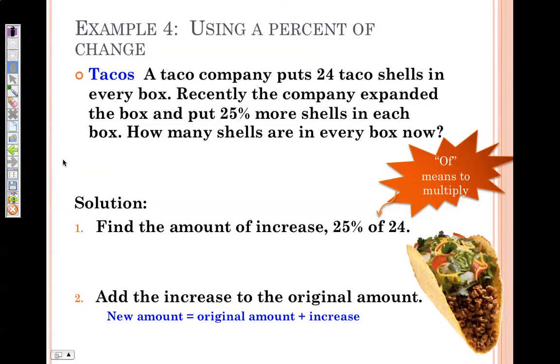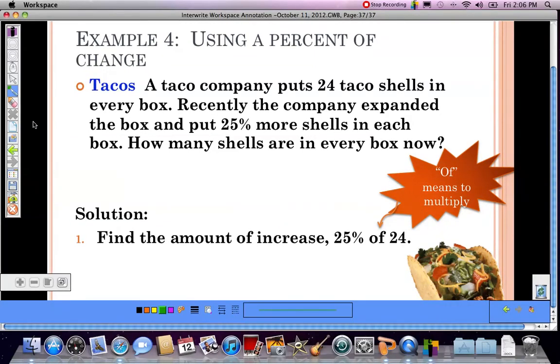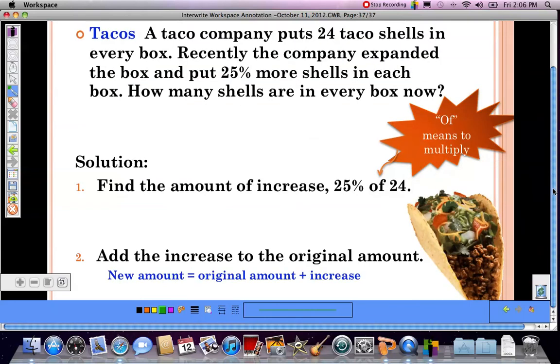All right, for example 4, let's try a real world example. This is using a percent of change. Let's first read the question together. It says, tacos. A taco company puts 24 taco shells in every box. Recently, the company expanded the box and put 25% more shells in each box. How many shells are in every box now? For our solution, let's first find the amount of increase, and we're going to find that by figuring out what is 25% of the original amount, which was 24.